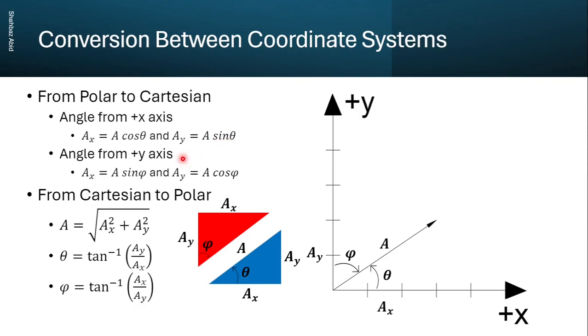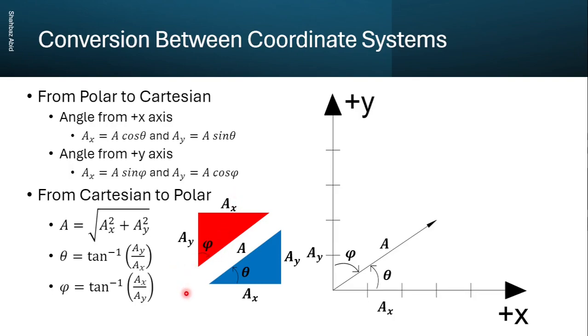But if the angle is created from the y-axis, the y component is going to have cosine phi and the x component is going to have sine phi. So to convert from polar to Cartesian, you have to see from which axis the angle is created. If it is created from the x-axis, the x component is going to have cosine theta, and if the angle is created from the y-axis, the y component is going to have cosine phi in this case.